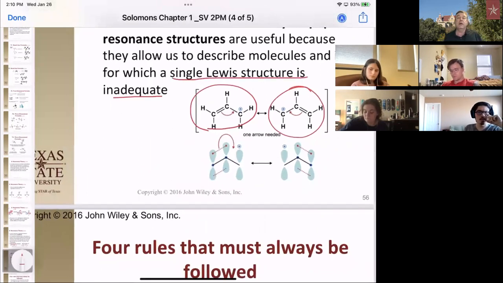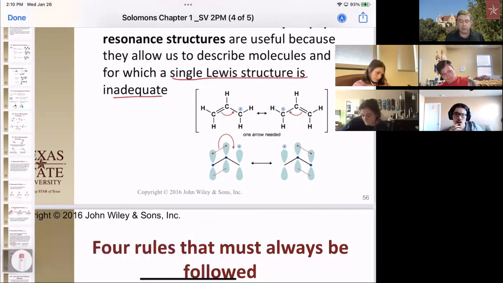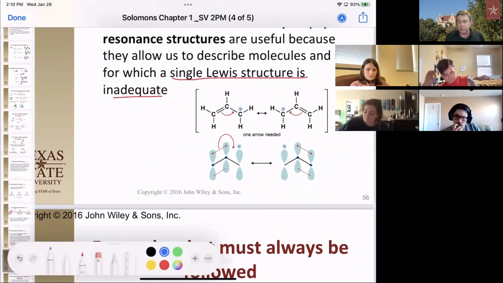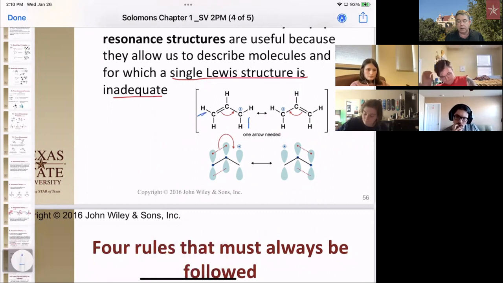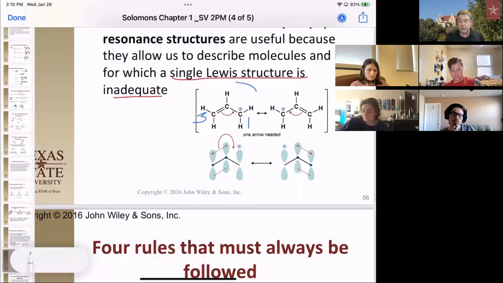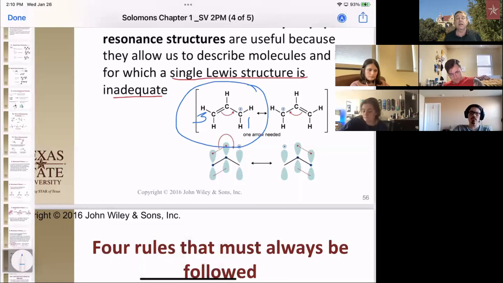inadequate. So for example, let's say we had this thing and it reacted with something where the positive charge was. And if we call this carbon, carbon 1, and this carbon, carbon 3, and we looked at the products and saw how many things reacted with carbon 1 and how many things reacted with carbon 3. If this was the only resonance structure, 100% of the reaction would take place at carbon number 1. Okay.